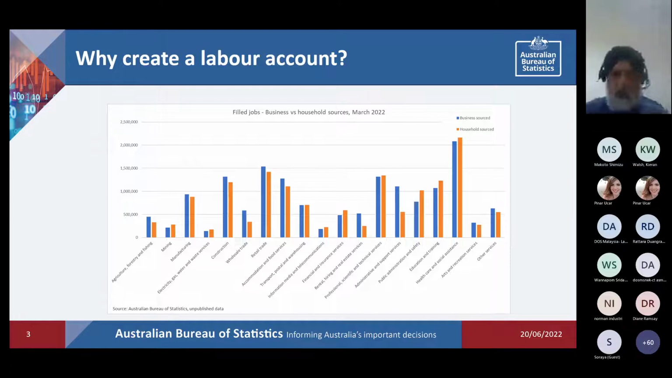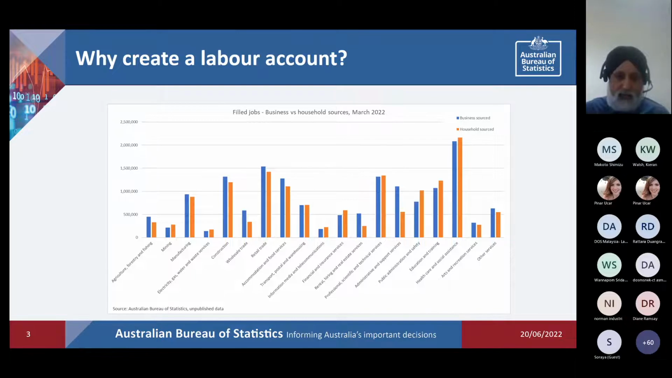Most notably, the estimates of employment in the administrative and support services industry are far higher when sourced from business surveys than from households. This difference is thought to be due to the underestimation of workers employed through labour hire agencies in this industry in the household survey. So I think this illustration provides a clear articulation of the need for the labour account being developed in Australia's case.